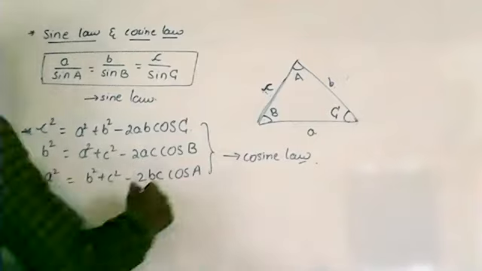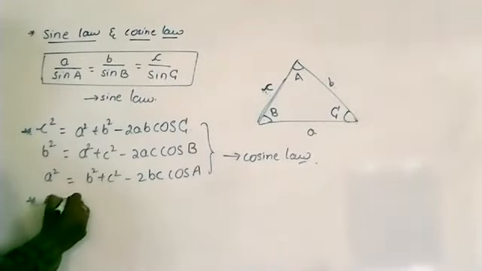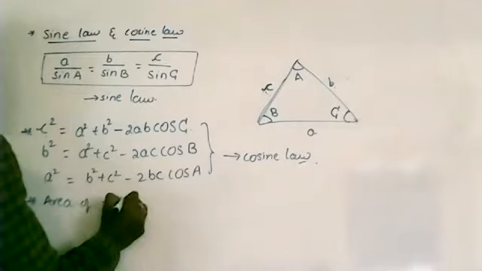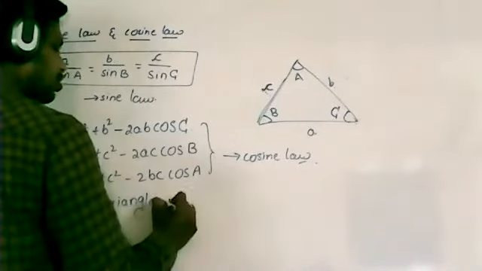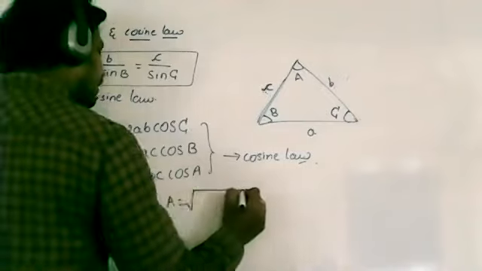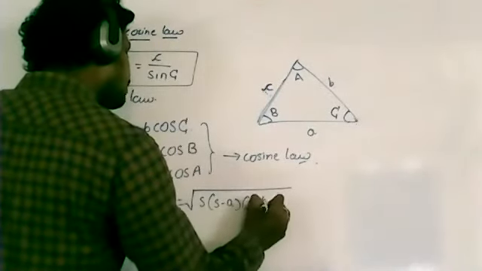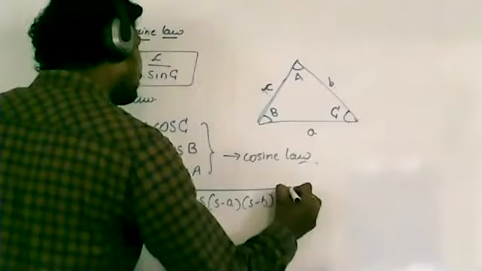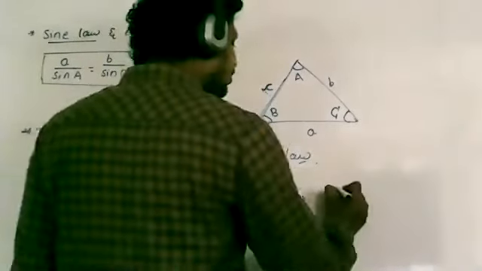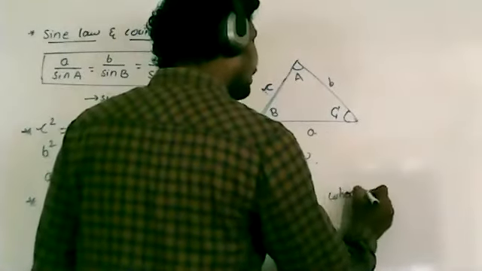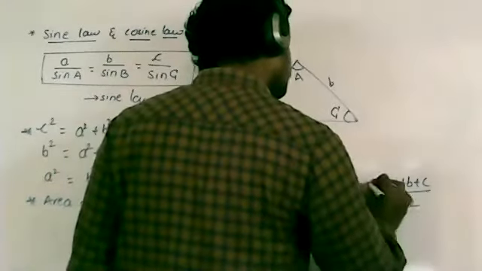Okay, then for the area of a triangle, we have one formula. This formula we already learned in your lower standard. So the area of a triangle A can be taken as the square root of S into (S minus a) into (S minus b) into (S minus c), where S is equal to (a plus b plus c) by 2.